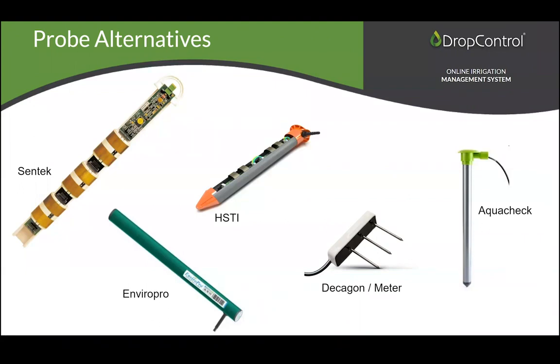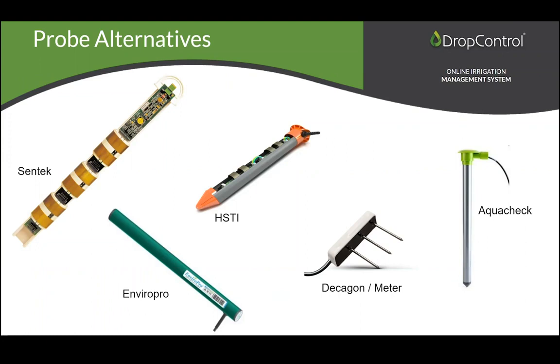Then you have EnviroPro, very popular, lower cost, 5-year warranty. It's a good solution. HSTI or HydroScout has also been around for a few years, also has a long-term warranty, and seems to be having a good response from the market. Then you've got AquaCheck on the right, which is a very common probe used by a lot of telemetry companies out there, and a lot of growers have had experience with them. And then the Decagon or METER Group sensor, the GS3. They have other models, but I would say this would be the one to go with, the GS3, which allows you to monitor moisture, temperature, and electric conductivity.